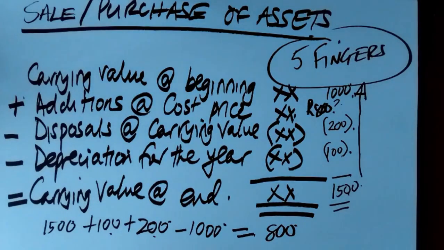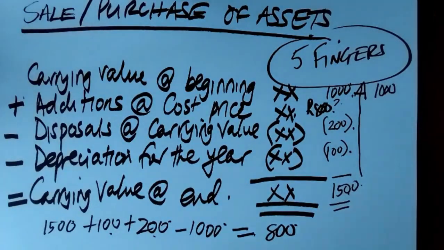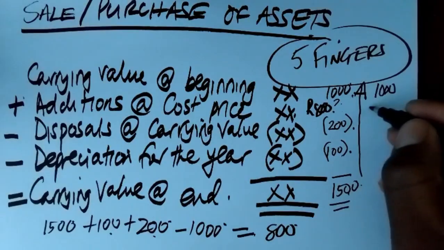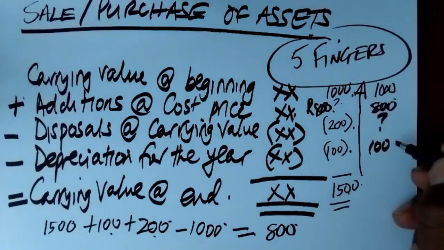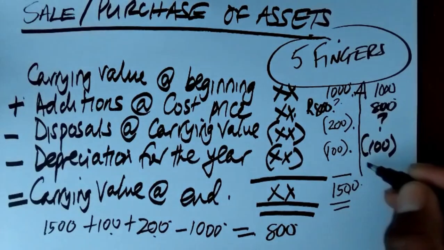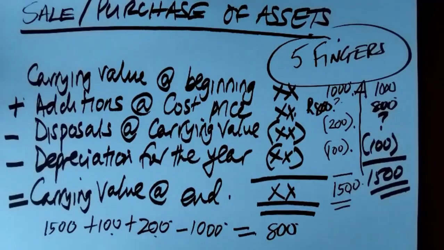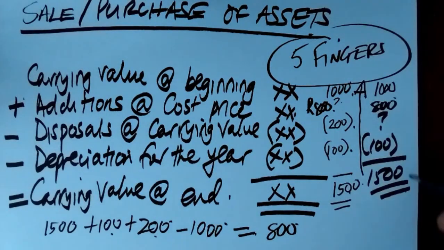I can manipulate it as well, same principle. Let's say this one was given as 1,000. I want to use exactly the same figure so that we see that I can still get the 200 there. And then let's say the 800 is given, but disposals are not given. It's a question mark. Your depreciation remains 100, and then at the end it's 1,500.